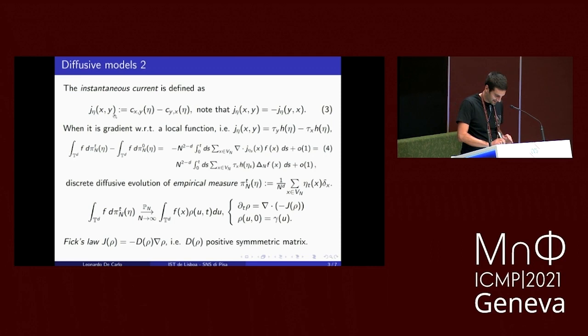Okay, so you define the instantaneous current, that is the difference between the rate of jump from the bond x to y and the bond from y to x, and this has the property of being an anti-symmetric discrete vector field.